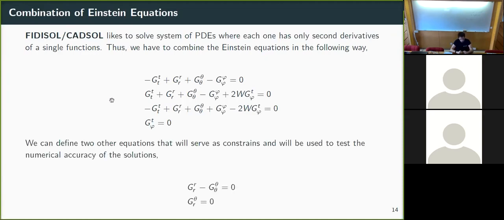Then you also have another two equations that will be used as constraints. They will not be solved by the solver, they will just be computed with the solution that you obtain, basically just to see if the solver obtained a good solution, if everything went well.